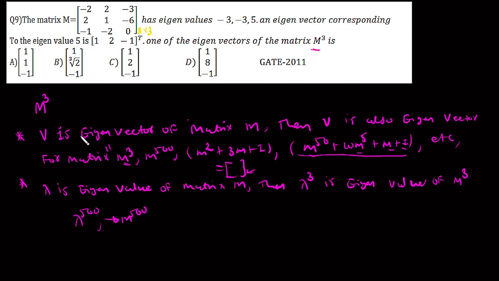So now the eigenvector is not changing by taking any power, and that is what they are asking in this question. They are asking about the eigenvector, not the eigenvalue. So of course one of the eigenvectors for this M cube is this one, the same as given in the question. Now you can see option C contains the same vector which is given in the question. So this is going to be the eigenvector for this M cube too. So this is the correct answer for this question.